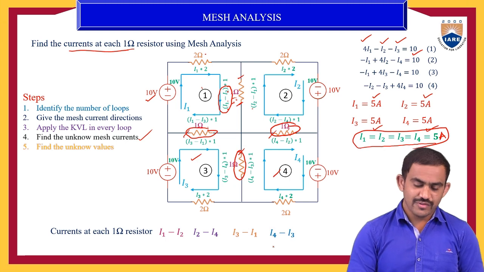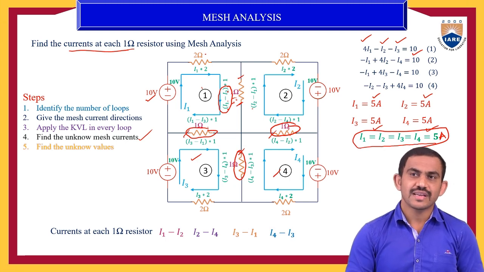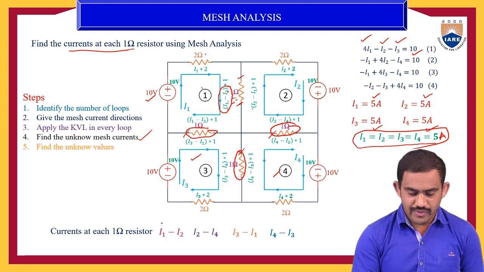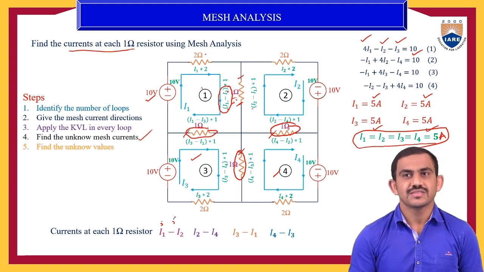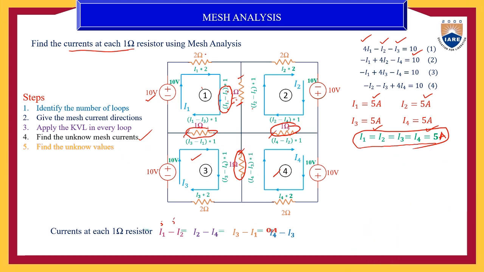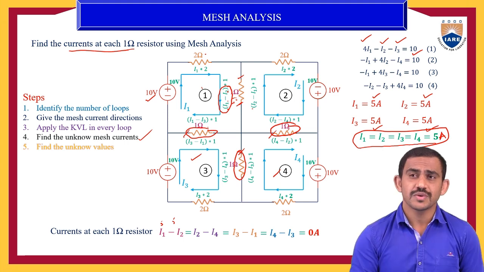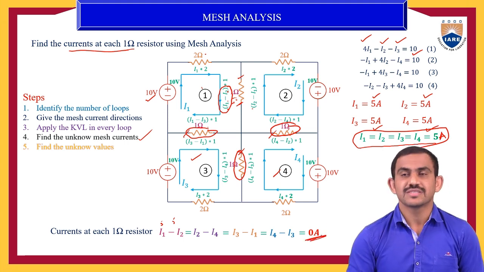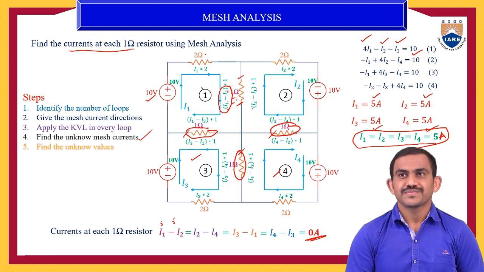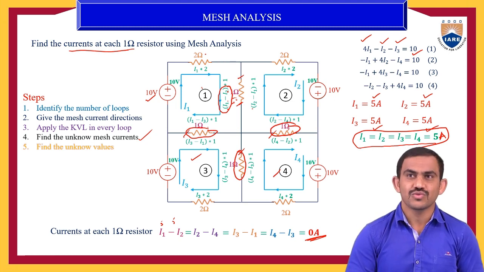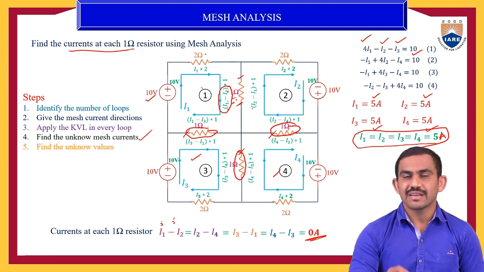Now I1 value, I2 value, I3 value and I4, 4 values are the same. Then 5 minus 5, how much will you get? 0. So each 1 ohm resistor current is 0 amps. Clear? So these are simple steps to find out the mesh currents as well as element currents.